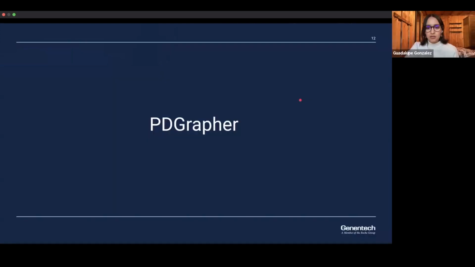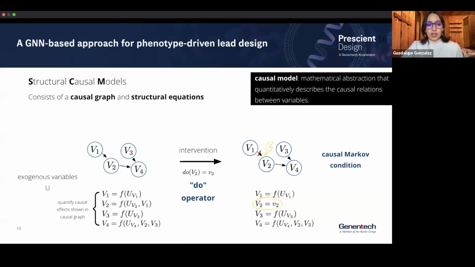Okay, I'll go to the next slide. Okay, so next I'll go into the problem formulation. And because we rely on causal inference to formulate our problem, I have added a brief intro to causal inference, which I hope will be of help in understanding the problem formulation.